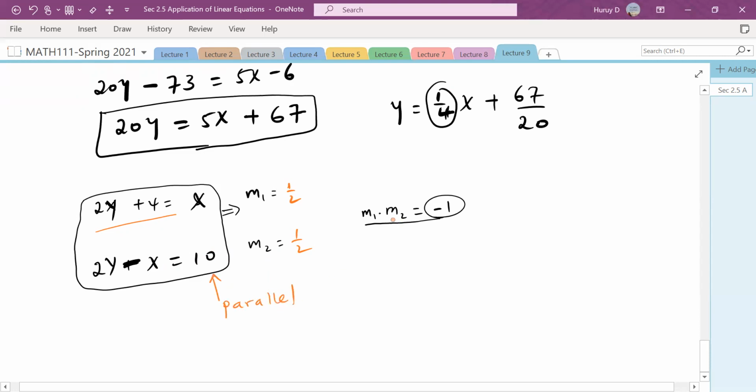And similarly, once you have M1 and M2, if they are parallel, then they cannot be perpendicular, of course. But if this condition is not satisfied, you can check the other one: when you multiply both slopes, if you get -1, then you can say they are perpendicular.